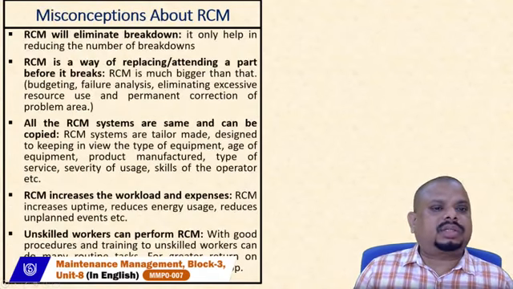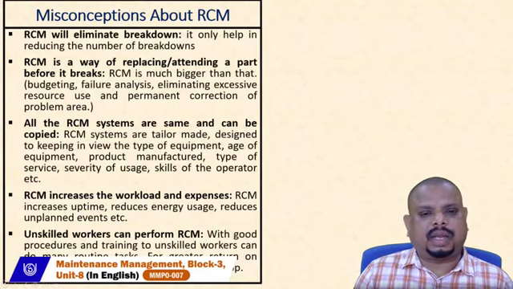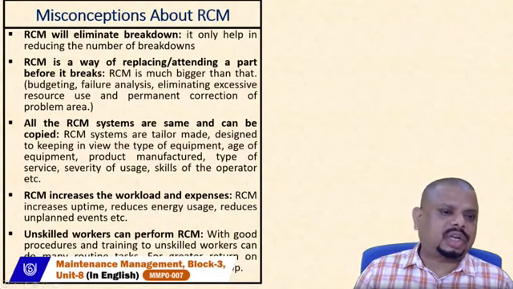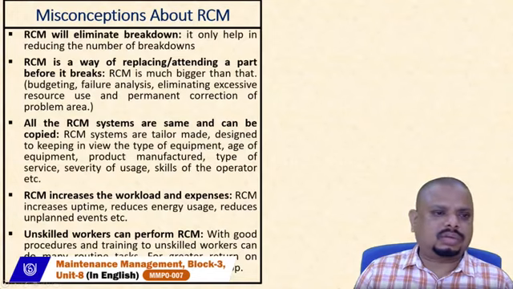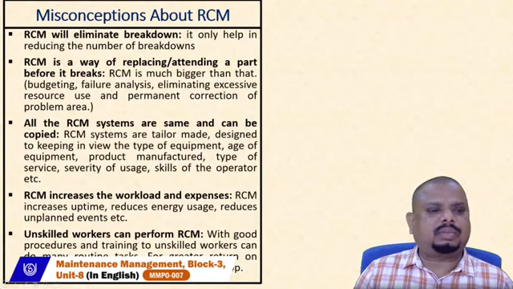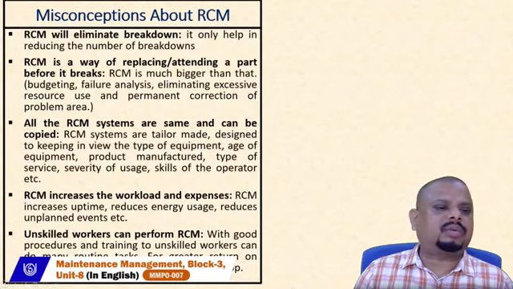Then the next is misconceptions about RCM, because it combines the three most important objectives. As I told, they are preventive, predictive, and proactive maintenance strategies. The first misconception is that RCM will eliminate breakdowns. It only helps in reducing the number of breakdowns. The second misconception is that RCM is a way of replacing and attending to parts before they break. In reality, RCM is much bigger than that. Budgeting, failure analysis, eliminating excessive resource use, and permanent correction of the problem area should be considered under replacing and attending to parts before they break.